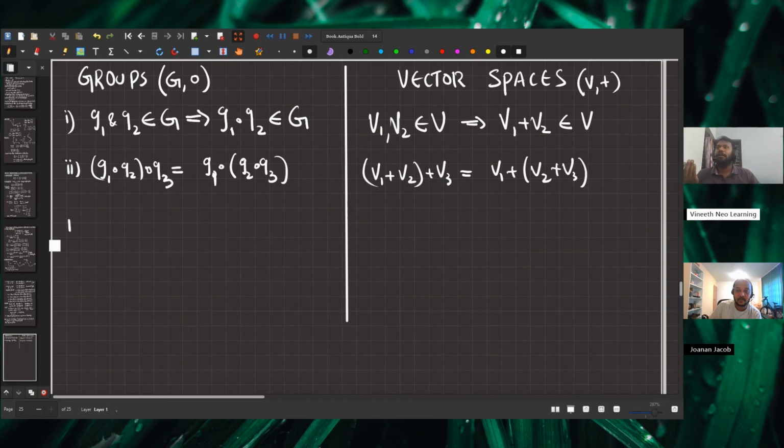Then the third condition is the existence of an inverse for every group element. For all G in this group, there exists a G inverse such that G times G inverse gives the identity.